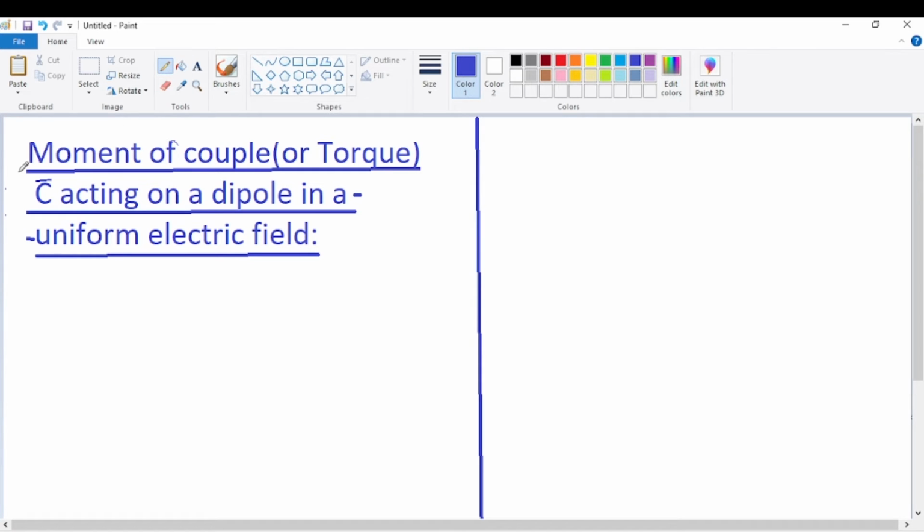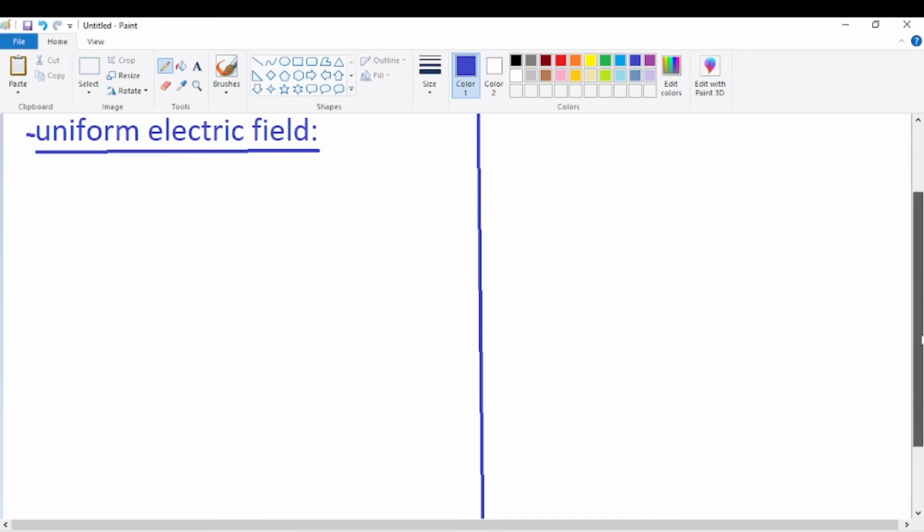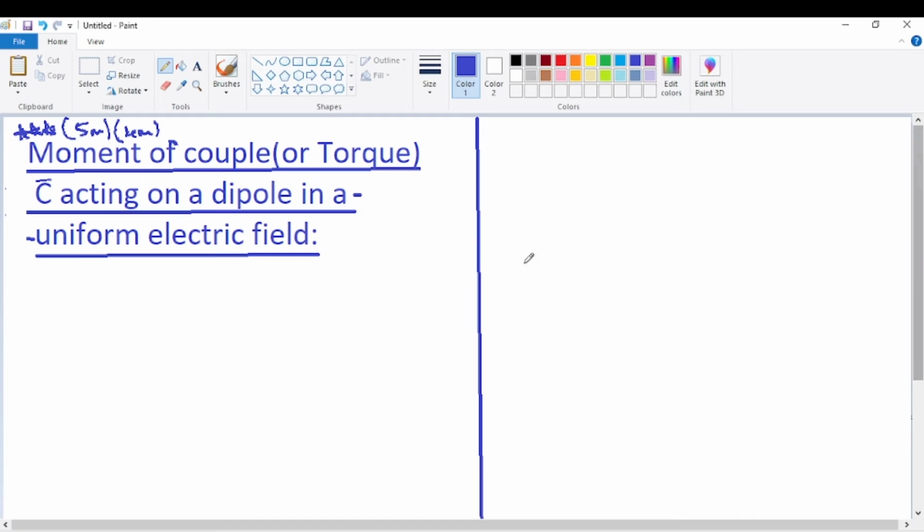So coming to the topic, moment of couple or torque. It is denoted by symbol C bar. So 5 marks to 4 marks. Moment of couple or torque C bar acting on a dipole in a uniform electric field. So what is this moment of couple or this torque? Why does it act on a dipole in a uniform electric field?